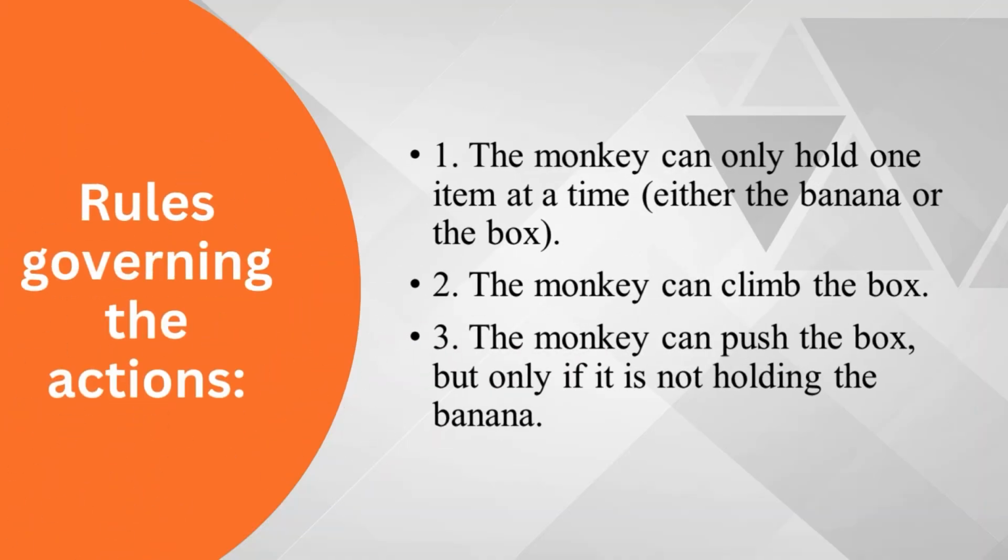There are certain rules governing the actions. First, the monkey can only hold one item at a time. That means either the banana or the box. Next, the monkey can climb the box. Next, the monkey can push the box, but only if it is not holding the banana. You can solve this problem using Prolog by defining the initial state, goal state and valid actions and then searching for a sequence of actions to reach the goal. Here is an example Prolog implementation.